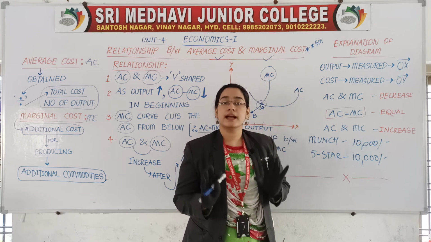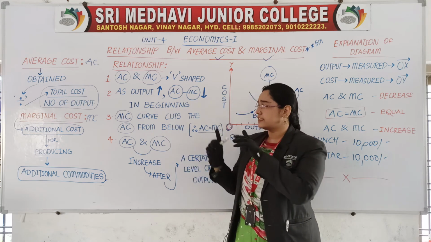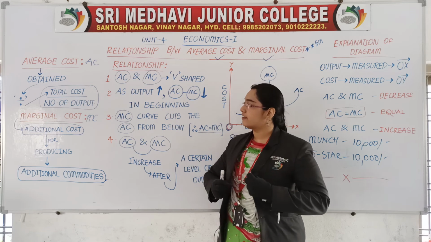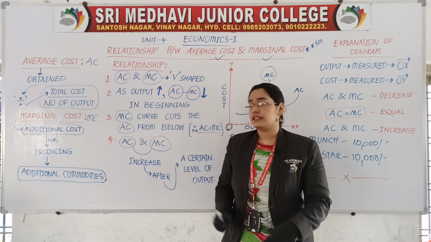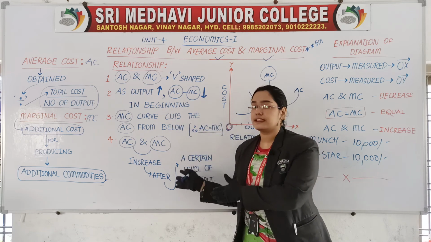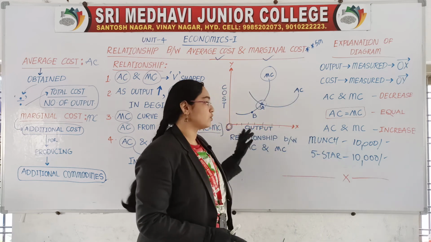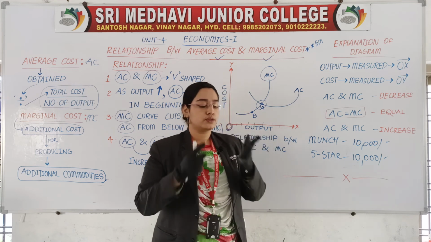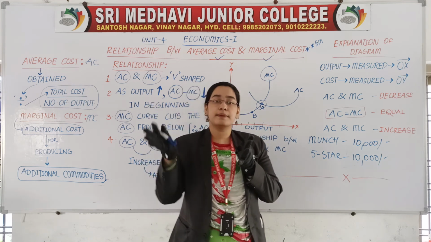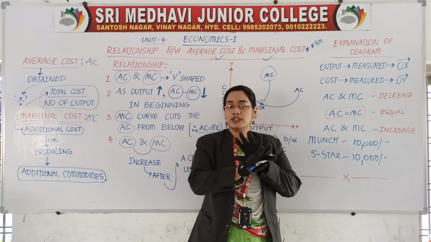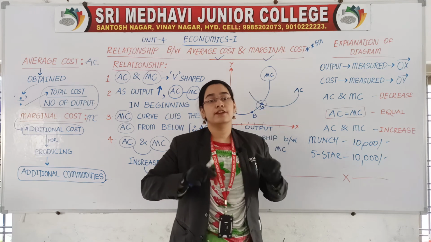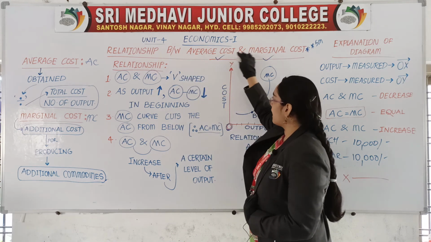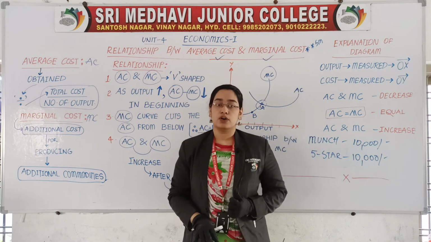So the topic is completed. It is divided into three parts. First, you need to write the definition of average cost and marginal cost. Second, you need to explain the relationship. Then you need to draw the diagram and explain the diagram. Alright, so types of cost, that is money cost, real cost, opportunity cost is done. And today we have learned a new topic, that is the relationship between average cost and marginal cost.